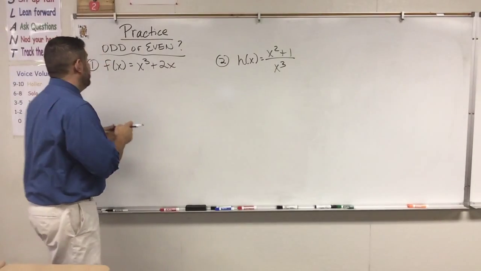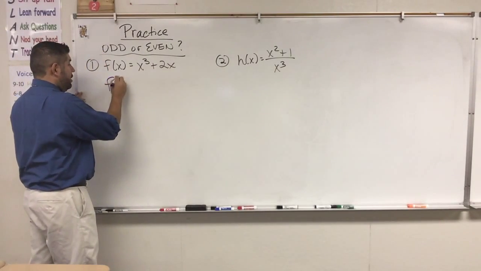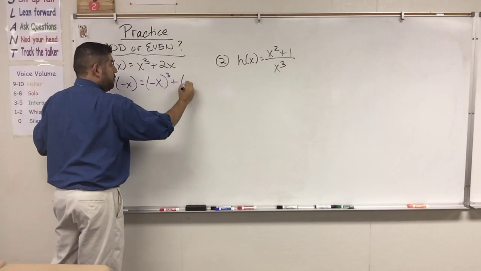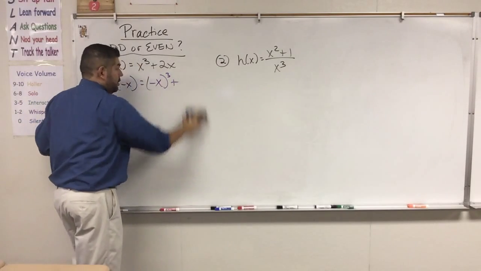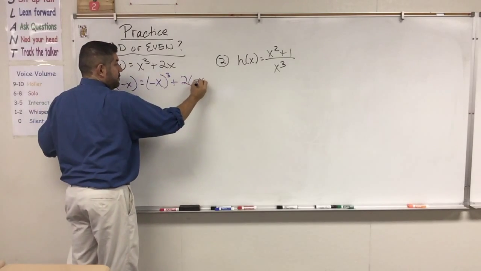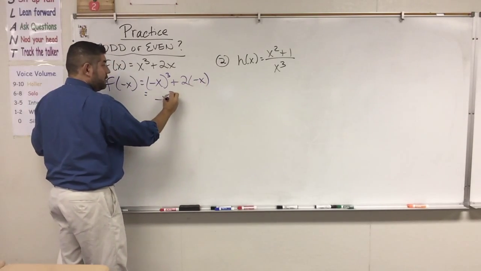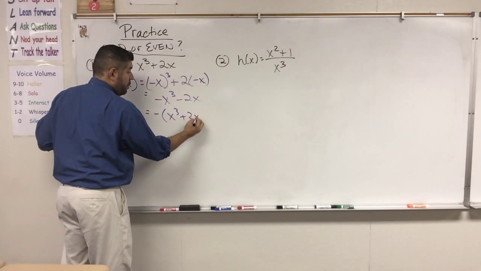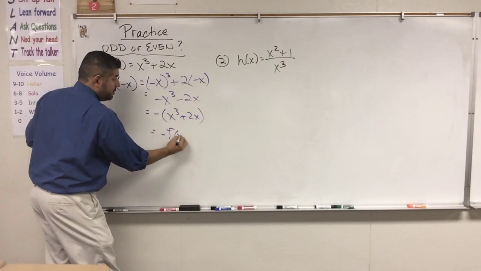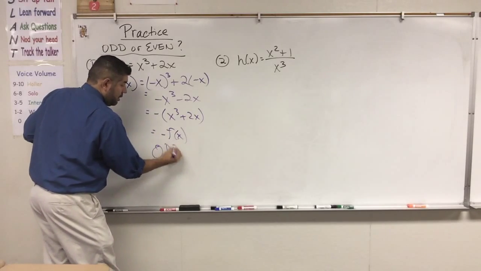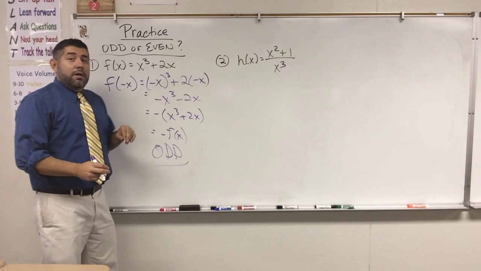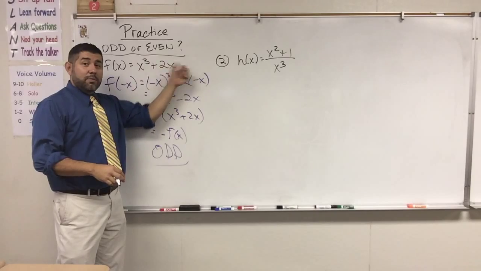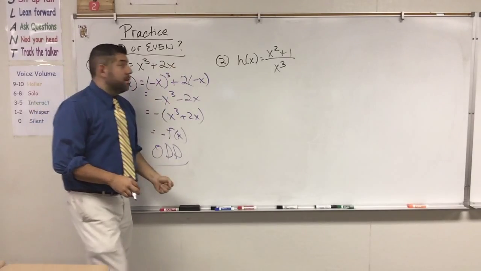Seconds up. Okay, here we go. We're going to plug in negative x. And we got negative x cubed plus 2 times negative x equals negative x cubed minus 2x. Factor out a negative because it doesn't look like what I had before. And I get negative f of x, which is odd. Now, here's a little trick. If you have powers that are odd, and it's a polynomial, it's probably going to be odd, okay?